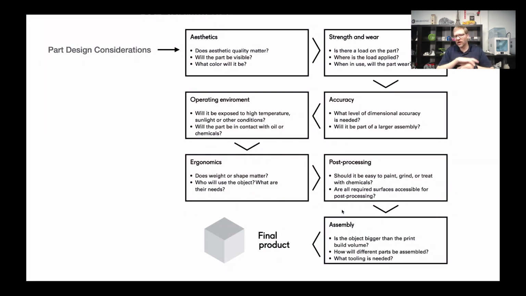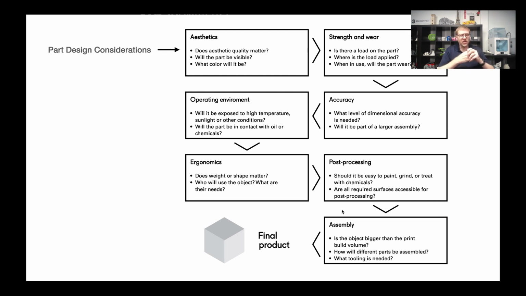So when you're thinking about your part and your idea, think about some of these things. You want to think about the aesthetics. Does visual quality matter? Is this something that is going to be sitting on a shelf and people will be looking at? Because that's going to give you input into how you design it, and of course when you go to print it, what material you use and how you slice it, et cetera. Strength and wear. How strong does it need to be? What kind of environment is it going to be in? What sort of load is going to be applied to it? That's also going to influence your thinking about material as well as the designing.